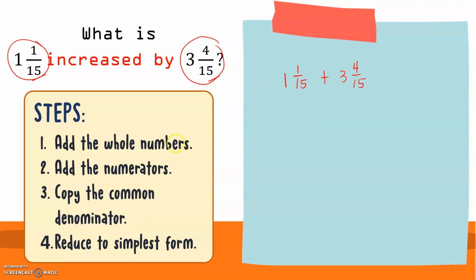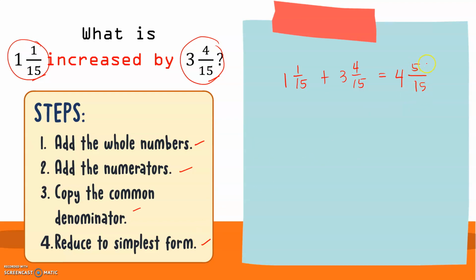The first step says that we need to add the whole numbers. So let's add 1 and 3. 1 and 3 when added is equal to 4. Next is we add the numerators. 1 plus 4 is equal to 5. Then we copy the common denominator, which is 15. And again, the last step is to reduce the answer to simplest form.